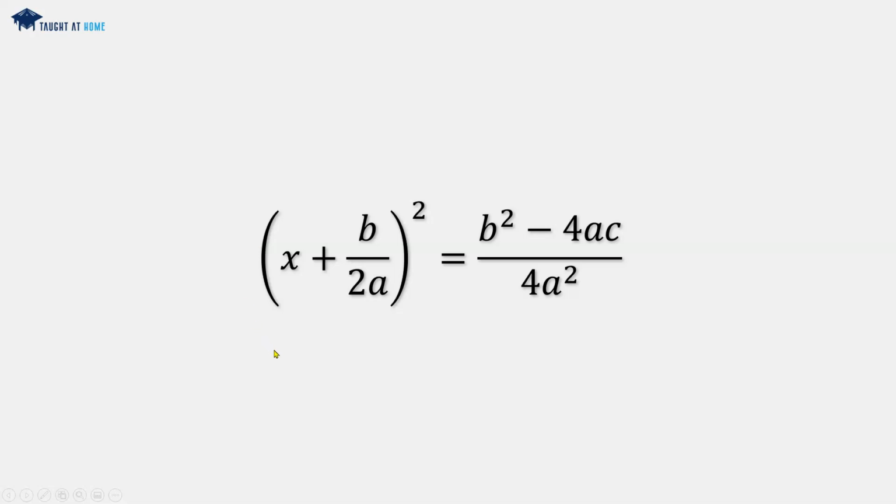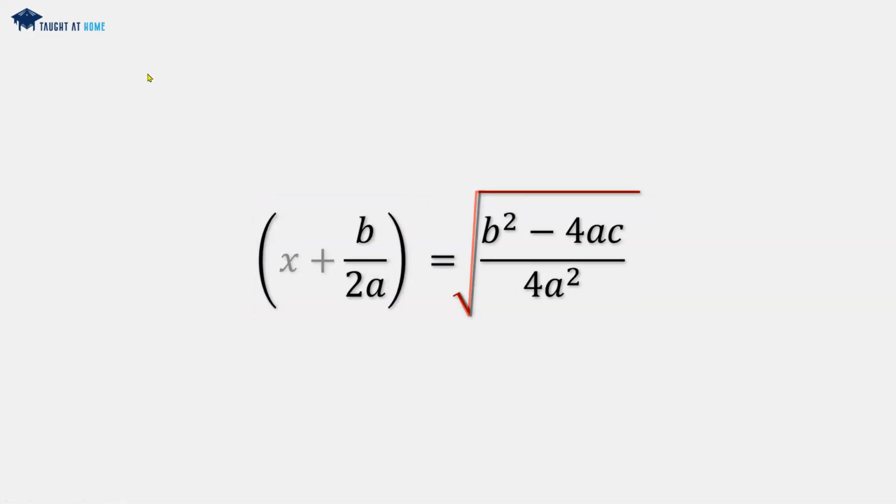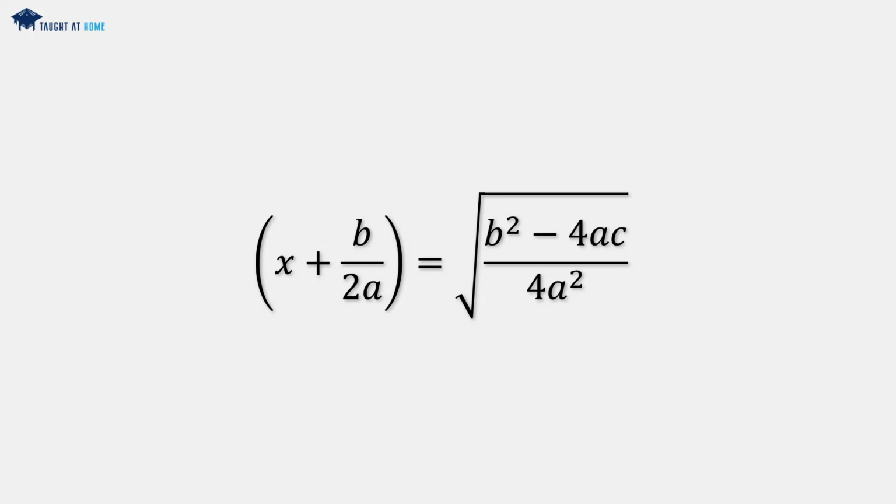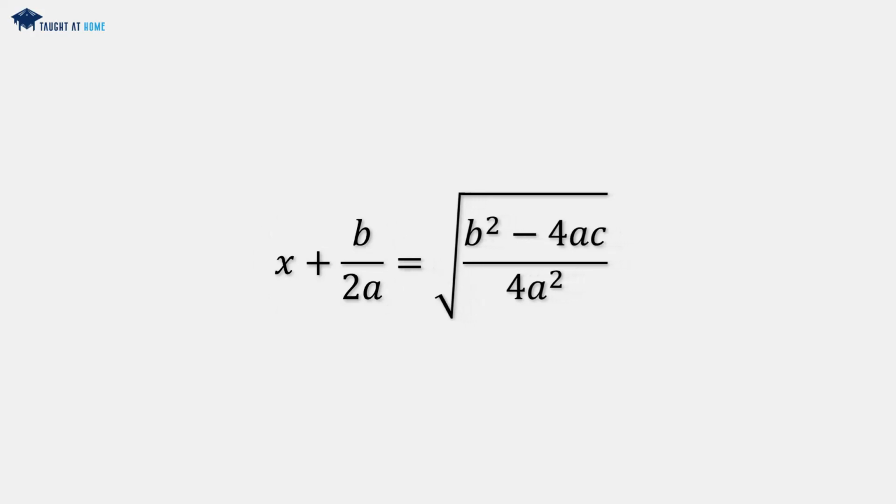Now on the left hand side we've got x plus b over 2a all squared, and we want to get x on its own. So we can take the square root of both sides, because this gets rid of this square term here. And we can just remove the brackets. And we're so close now. We've got x plus b over 2a on the left hand side, so we can just subtract b over 2a. But before we do that, we have to remember something.